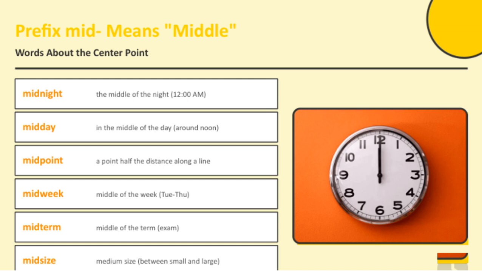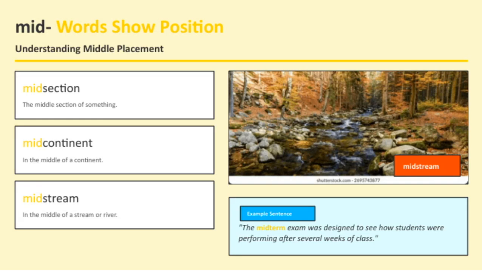The midterm exam was designed to see how students were performing after several weeks of class. It serves as a checkpoint, giving both students and instructors a clear picture of progress so far. By analyzing the exam results, we can identify areas where students are excelling and where they might need additional support. This helps us tailor our teaching strategies to better meet student needs. Overall, the midterm acts as a reflection point, allowing us to gauge understanding and adjust our approach if necessary, making sure everyone stays on track for success.